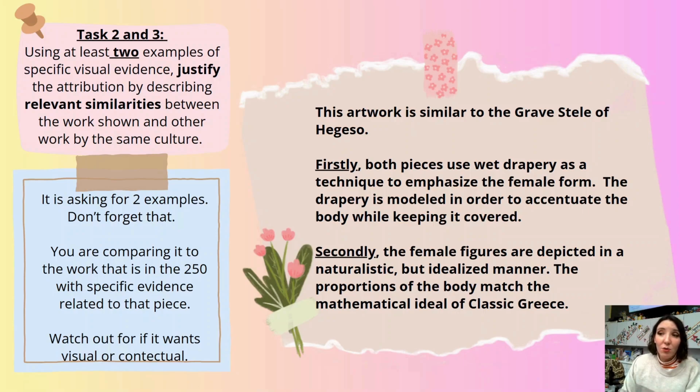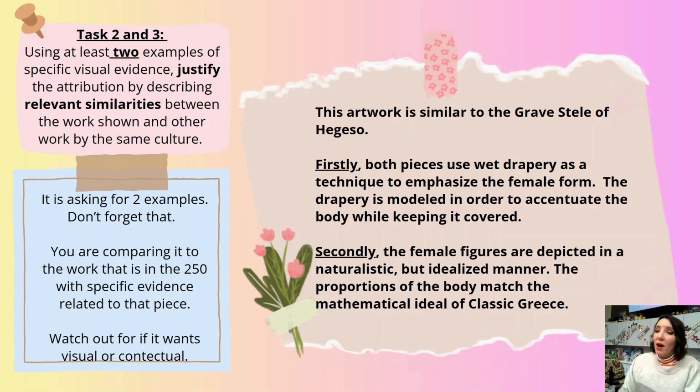I added a little bit just in case for my own brain. The drapery is modeled in order to accentuate the body while keeping it covered. So again, I just need to say wet drapery. Secondly, the female figures are depicted in a naturalistic but idealized manner. Boom, again, I would get the points. I continue talking because that's what I do.